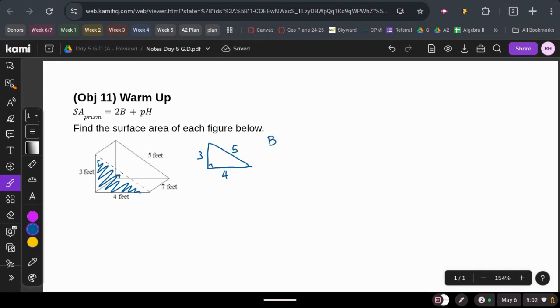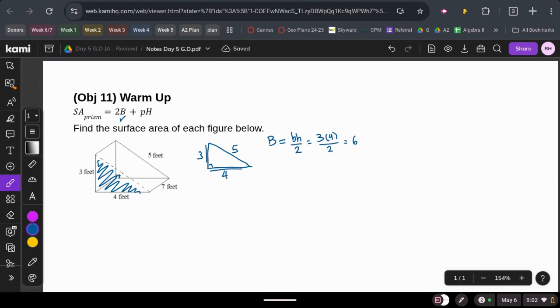So now that I've got all the information from this base of mine, I can find the area of the base. That's what capital B represents. The area of a triangle is multiplying the base and height of both sides and dividing by 2. So lowercase b times h over 2. So I can multiply the 3 times 4 and divide it by 2 to get 6. So my capital B is 6.